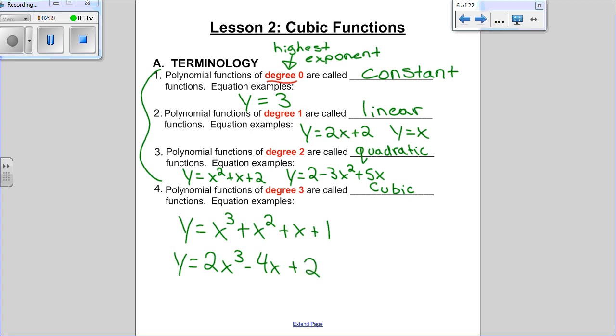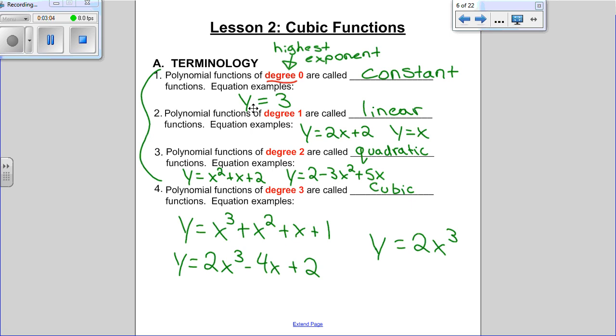That's another example right there. So I don't have to have an x squared term. As long as the highest exponent is an x cubed, it's still cubic. Okay, so I could get rid of the other terms and it's still fine. Yes? You just have y equals x cubed. Definitely. You could have y equals 2x cubed, and that thing would be a cubic function. So as long as it's degree 3, you're going to have a cubic function.